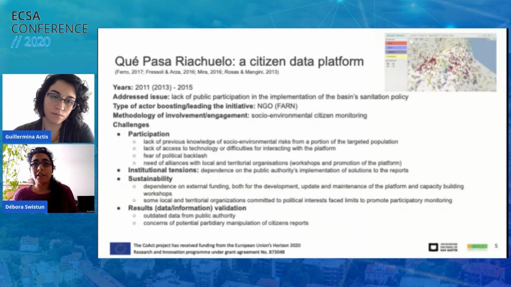Regarding institutional tensions, there is the dependence on the public authorities' implementation of solutions to the reports. In terms of sustainability, there is the dependence on external funding, both for the development, update, and maintenance of the platform. And some local and territorial organizations committed to political interests faced limits to promoting participatory monitoring.